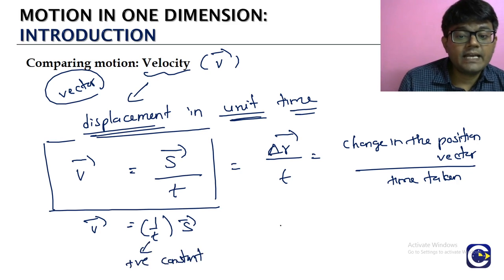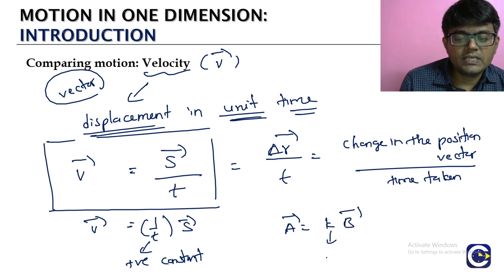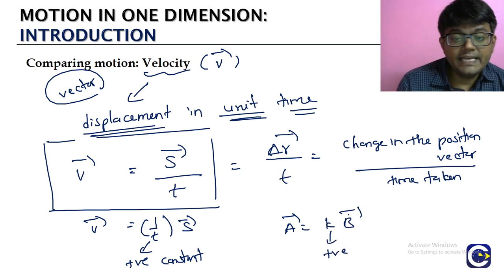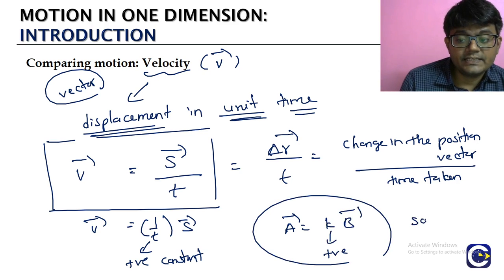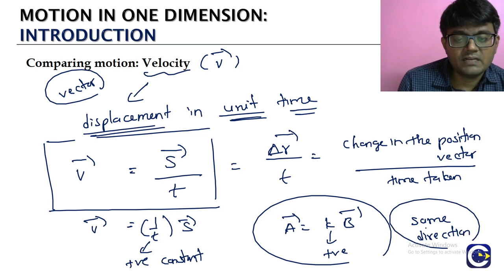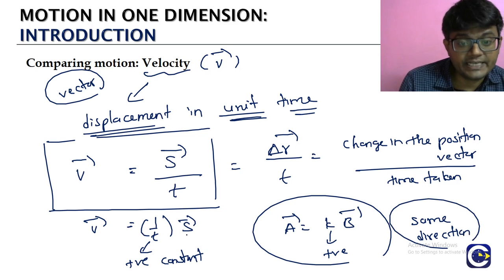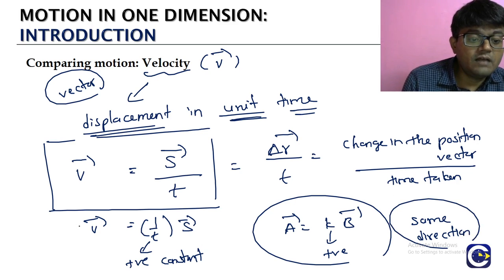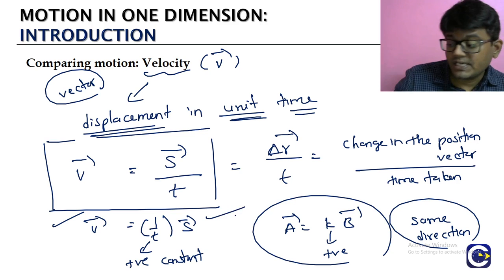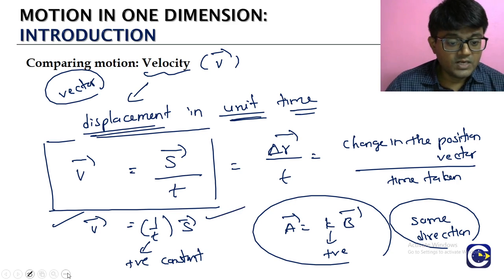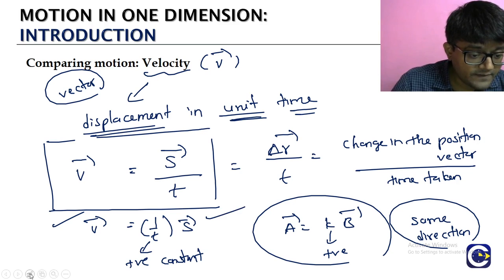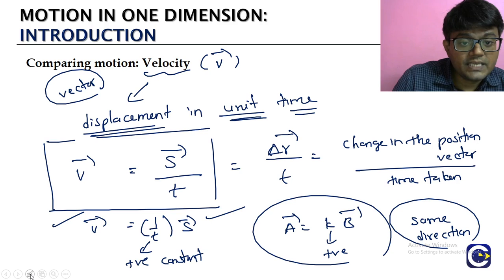Remember, when we have a bar equal to some constant k times b bar, if k is a positive constant, then a bar and b bar will be in the same direction. This is what we discussed in the properties of vectors, multiplying a vector by a scalar constant. Same way here, since time is a positive constant, the velocity will be in the same direction as the displacement vector. Okay, so this is the way in which we will measure the velocity.